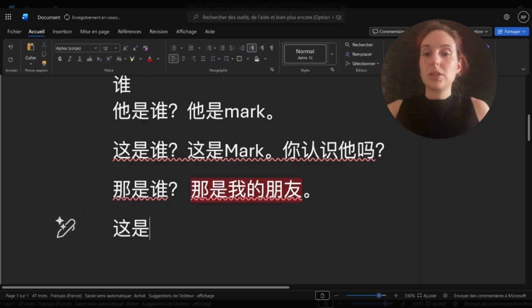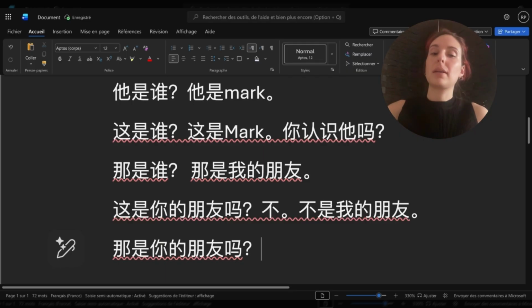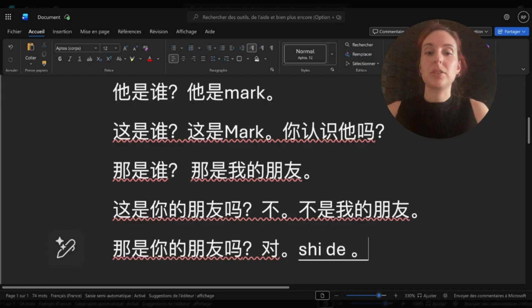So if I ask you, 这是你的朋友吗? Is this your friend? How can you answer by the negative, by the way? If you want to say, no, that's not my friend. Correct. So we're using 不 that we've seen last time. So 不是. 那是你的朋友吗? 对，是的。You could use these two forms 对 or 是的 to agree.